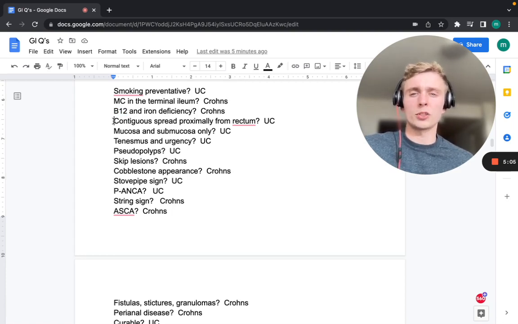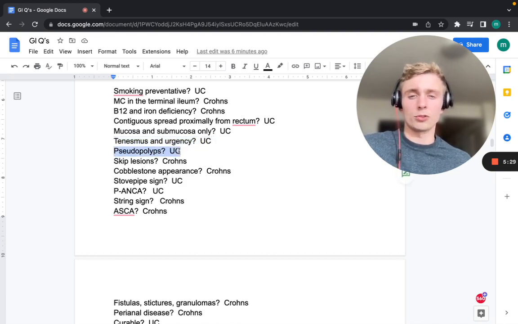Which one has contiguous spread proximally from the rectum? That's going to be ulcerative colitis. Remember, ulcerative colitis always spreads proximally from the rectum. Mucosa and submucosa involvement is going to be ulcerative colitis. Remember, it's more superficial as opposed to Crohn's, which is transmural, goes all the way through. Tenesmus and urgency, more common in ulcerative colitis.